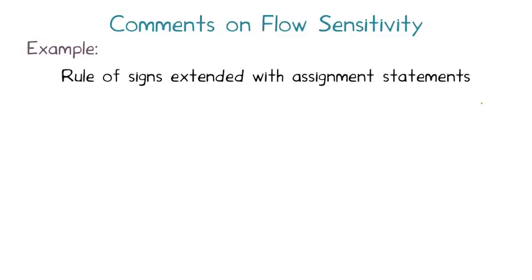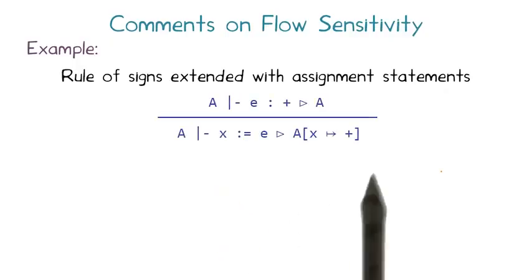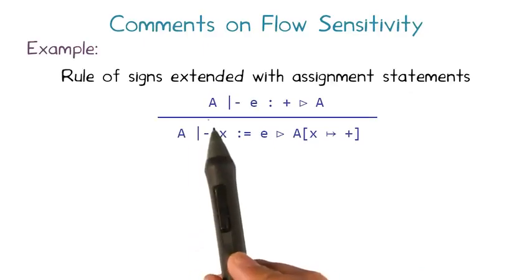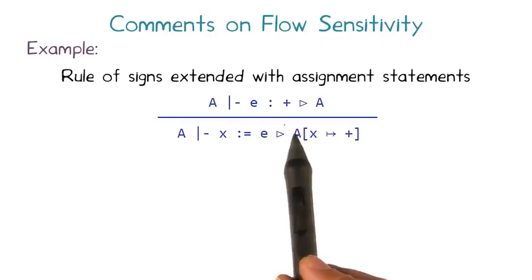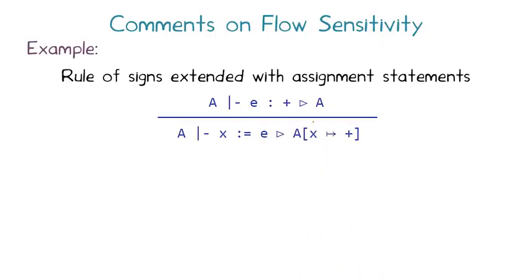Let's look at a more concrete example by extending our rule of signs system with assignment statements. We add the following inference rule schema. Under environment A, if it is provable that E has value plus and results in environment A, then under environment A, it is provable that X assigned the expression E results in the environment A modified so that A maps X to the value plus.